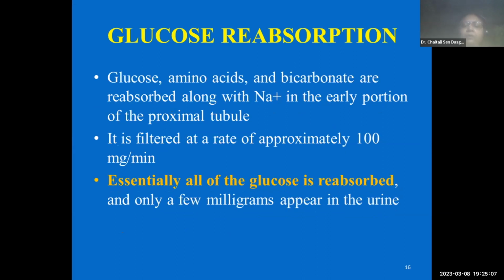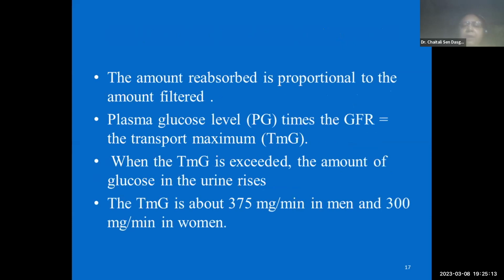Essentially, all of the glucose is reabsorbed and only a few milligrams may appear in the urine in 24 hours. The amount reabsorbed is proportional to the amount filtered, up to the point where the plasma glucose level times the GFR is equal to the transport maximum. When the transport maximum, or TmG, is exceeded, the amount of glucose in the urine rises. The TmG is about 375 milligrams per minute in men and 300 milligrams per minute in women.